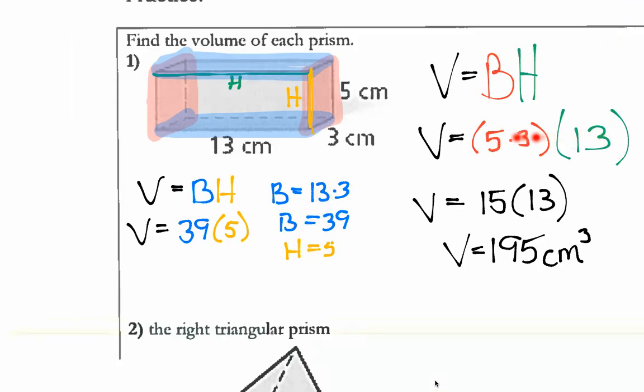I did all this work. I stayed in my formula just because from experience, sometimes when you pop over to the side and do some work, you forget where to go back to. So I recommend just trying to stay in your formula. So V equals 39 times 5, which is 195. Same thing.